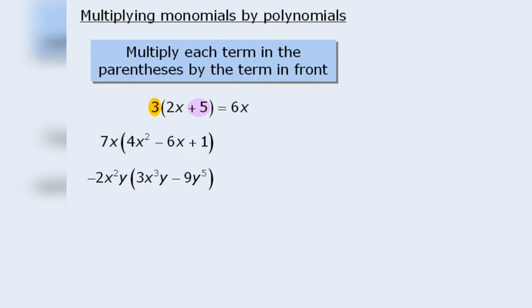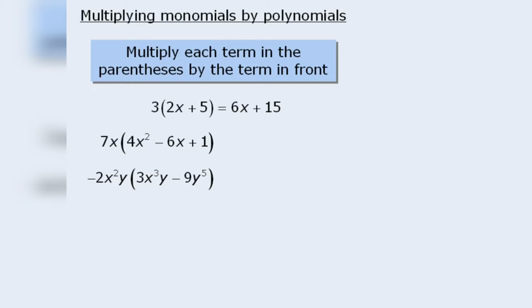Now, there is a reason why I want to refer to plus 5 as positive 5, and this will become evident as we examine other questions. For the time being, just recognize that 3 times positive 5 is positive 15, which we will write as plus 15. So 3 times 2x plus 5 is the same as 6x plus 15. This process of multiplying the terms inside parentheses by a term in front is called expanding. So in this question, we expanded 3 times 2x plus 5.